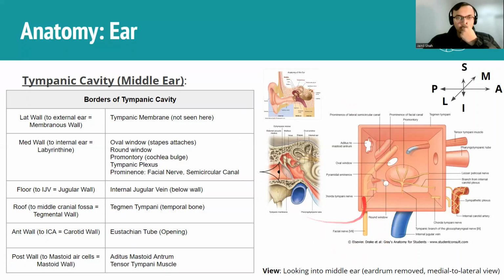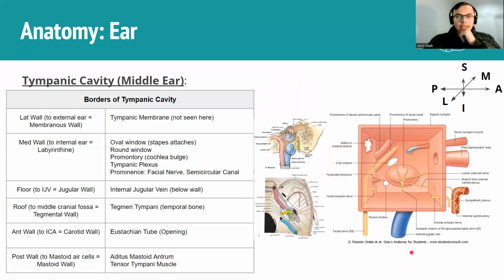So that's all of the anatomy of the middle ear. It's quite a bit. Just take a look at it again and see if it all makes sense. And feel free to leave a question or comment on the video or on our messenger as well.